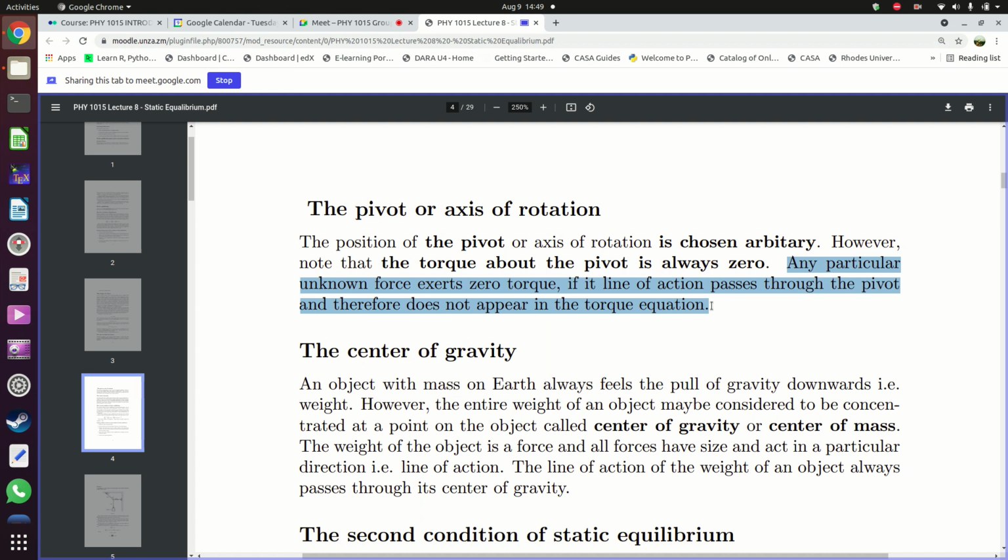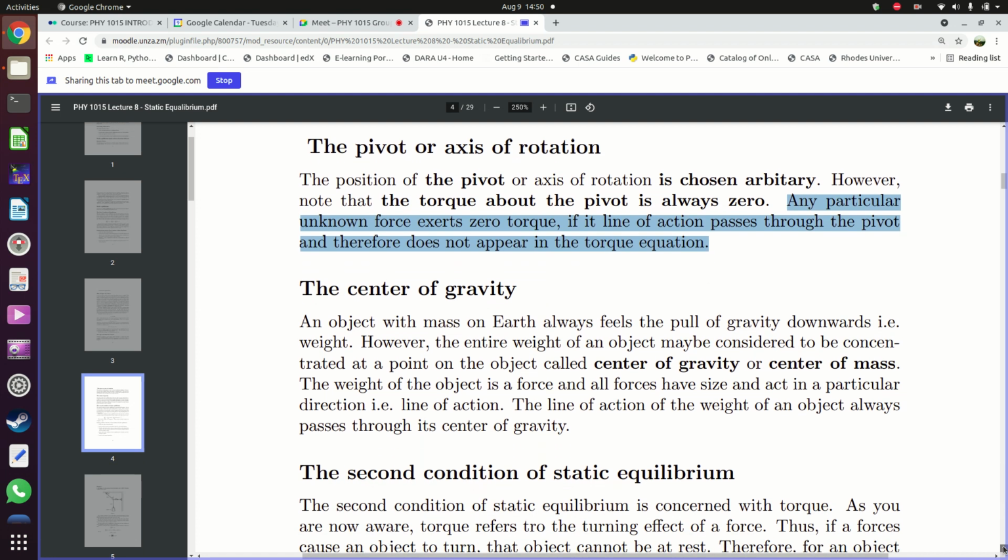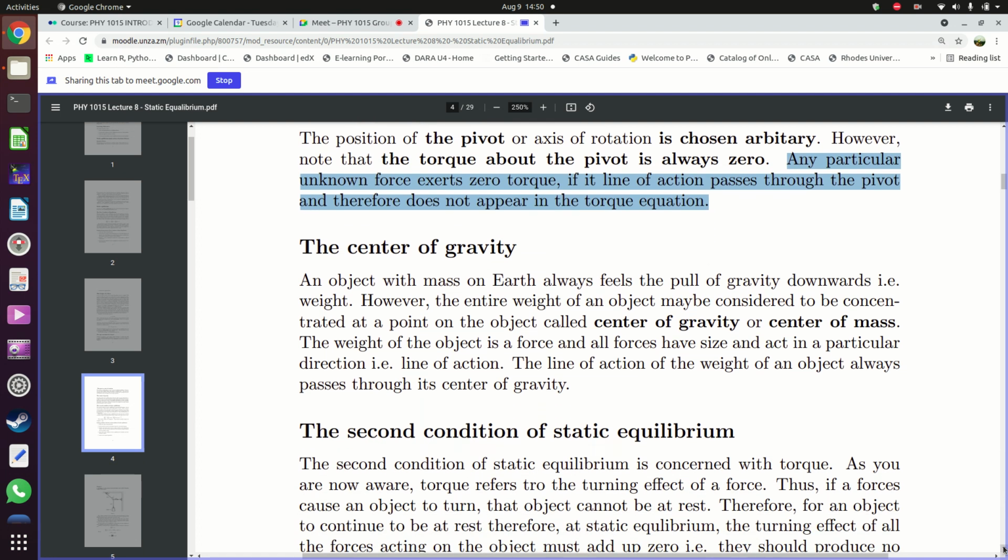Okay, there is another thing called center of gravity. Center of gravity, also called center of mass, is simply a point on an object where the mass of this particular object is concentrated. When you have an object, there is this point where the mass of the object is concentrated.